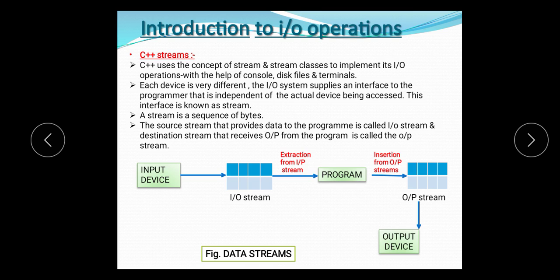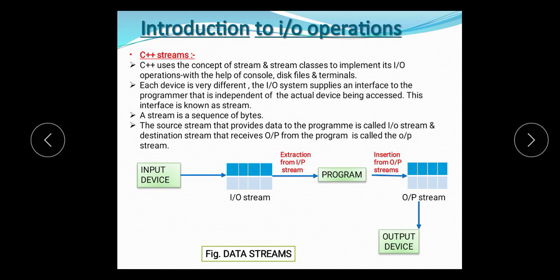C++ uses the concept of stream and stream classes to implement its IO operations. That means for implementing different IO operations with the help of the console, disk files and terminals, C++ uses the concept of stream and stream classes. Then what do we mean by a stream? Each device is very different. The IO system supplies an interface to the programmer that is independent of the actual device being accessed, and this interface is called a stream.